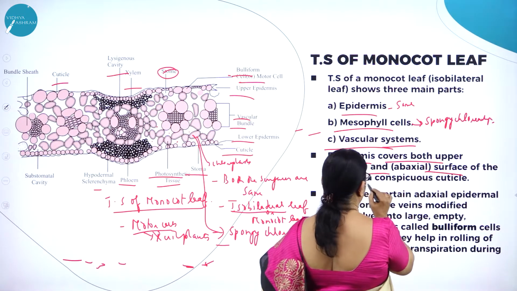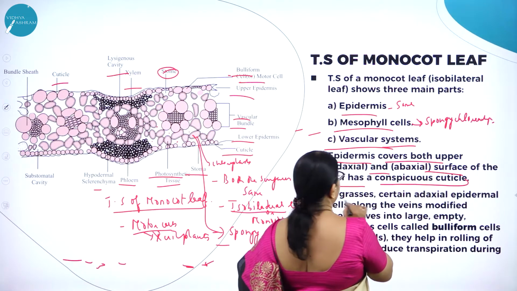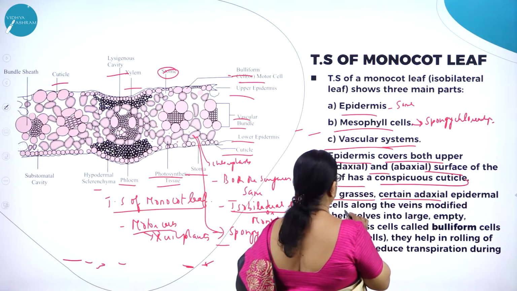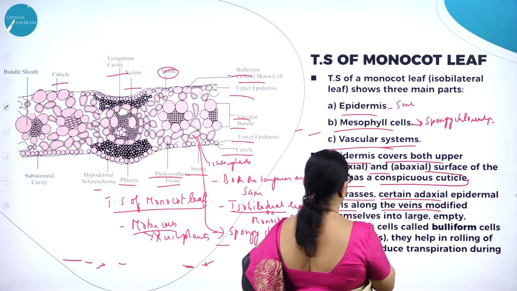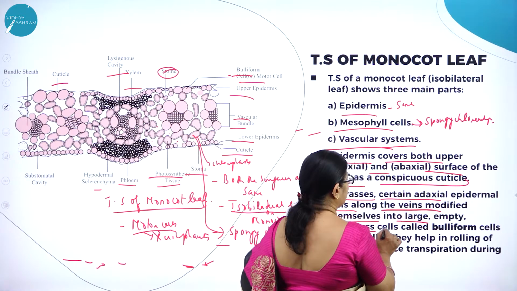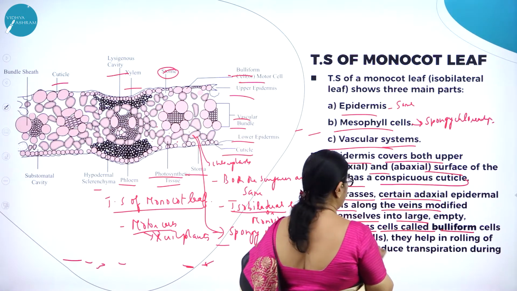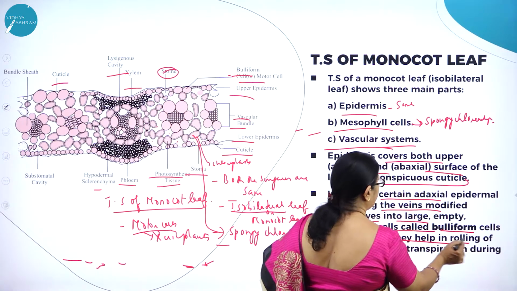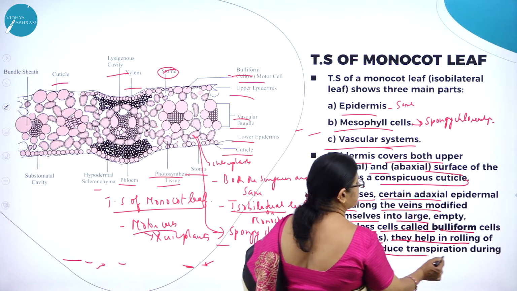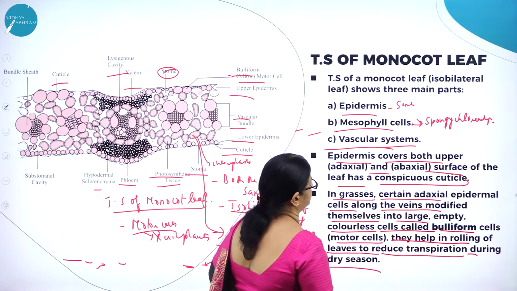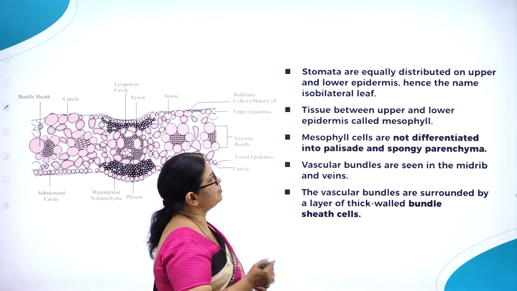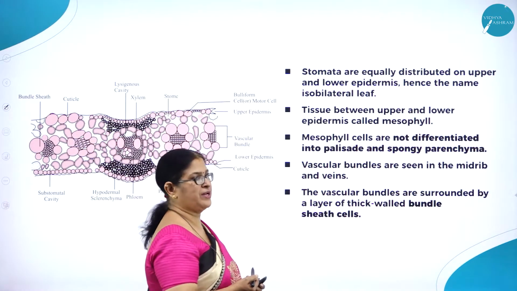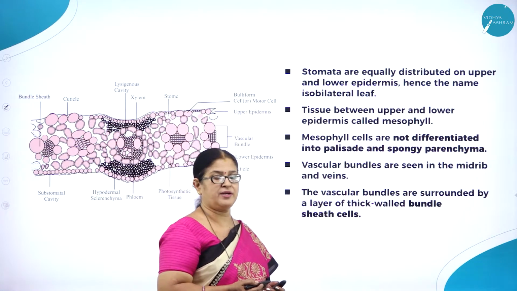The epidermis covers both the upper and lower surface of the leaf and has a conspicuous cuticle. In grasses, certain adaxial epidermal cells along the veins modify themselves into large, empty, colorless cells called bulliform cells, or motor cells. They help in rolling the leaves to reduce transpiration during the dry season. Stomata are equally distributed on upper and lower epidermis, hence the name isobilateral.